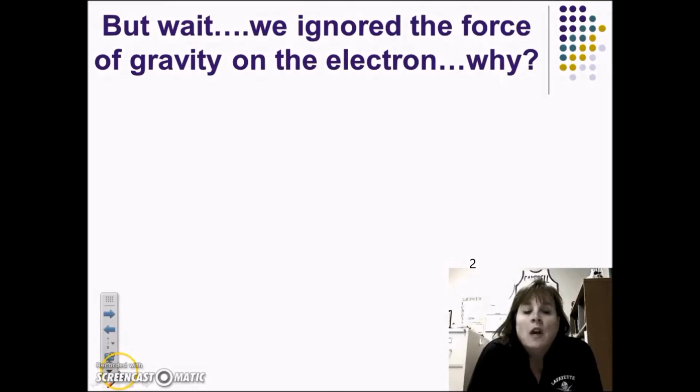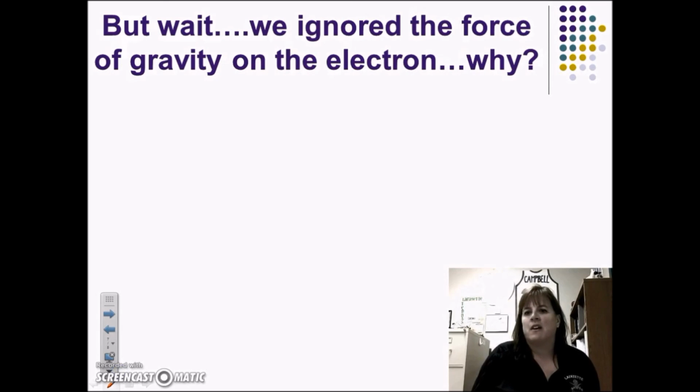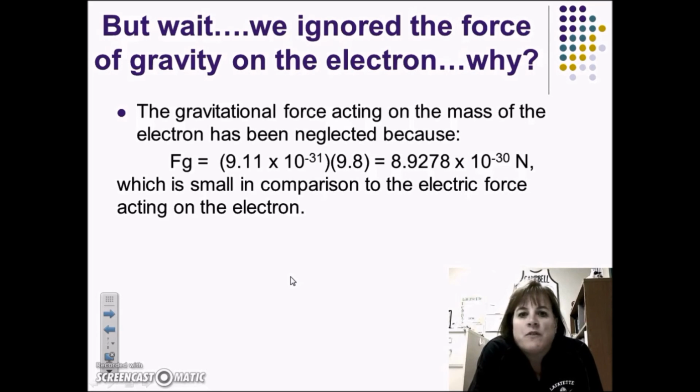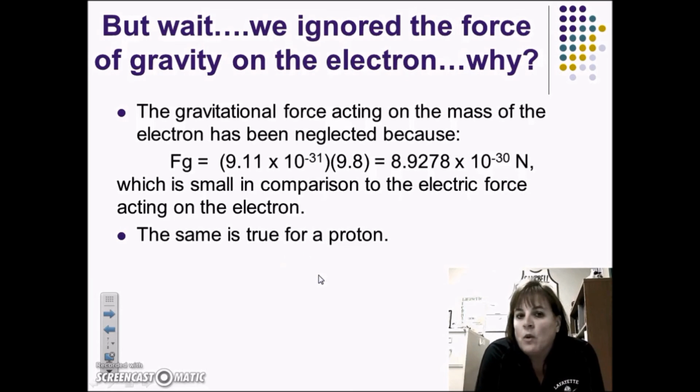How'd you do? But wait! In that problem, we ignored the force of gravity on the electron. Why? I mean, it's there. Well, if we think about the force of gravity on our electron, if we actually went and calculated it, the mass of our electron times 9.8, that's teeny tiny, much smaller than the electric force. So when it is so small, and when we're dealing with small particles, we can ignore it. And that same thing is true for a proton.